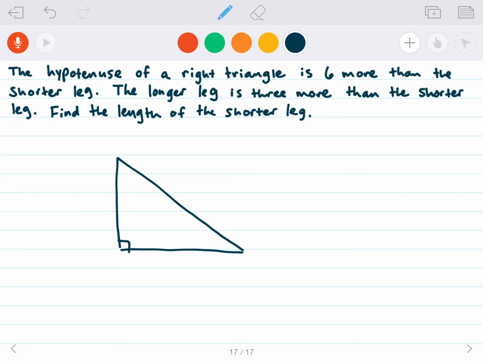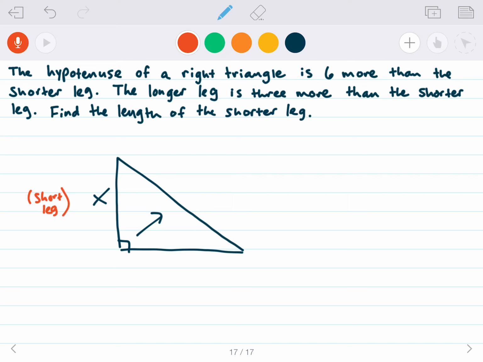So here's our right angle, and the hypotenuse is the side across from the right angle. So it's 6 more than the shorter leg. Which one do we want to make the shorter leg? Let's make the shorter leg this one, and let's call it x. We don't know what it is. So this is the short leg.